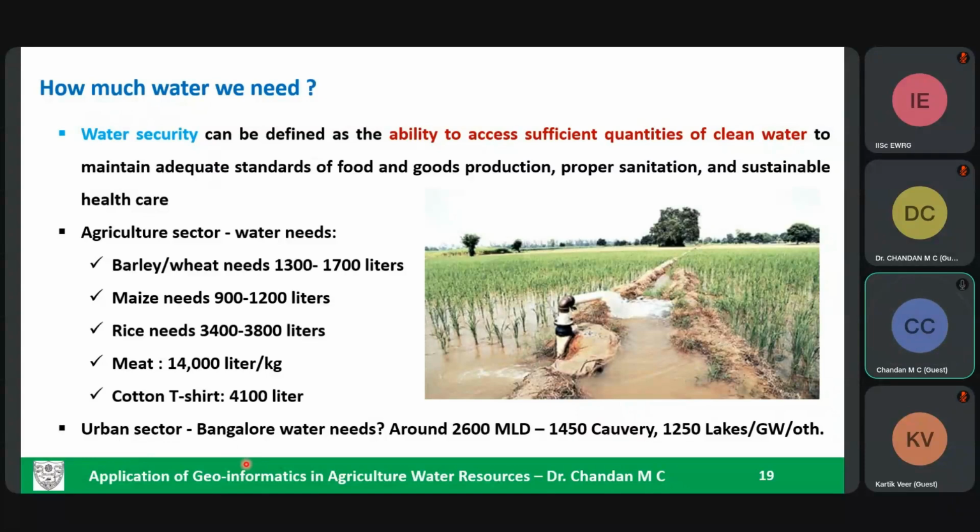And similarly, if you look at the urban sector, Bangalore, as we know, the total demand of Bangalore is around 2,600 million liters a day. And out of which 1,450 MLD is being given out by Kaveri in different stages, like stage 1, stage 2, stage 3, up to stage 5. The balance, the 1,250 demand, is being managed with respect to the lake water, groundwater, and some other sources.